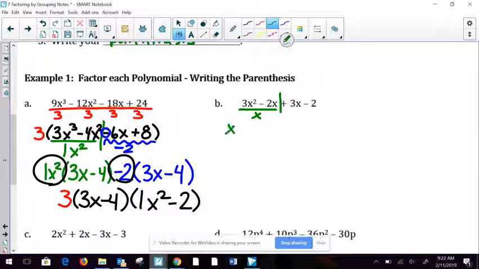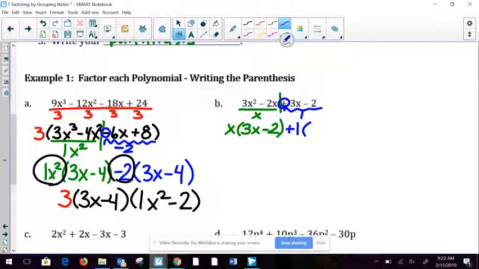So that's what I'm going to divide out and write in front of my parenthesis. 3x squared divided by x is just 3x. Negative 2x divided by x is just negative 2. That x is written out front. Now I'm going to go to the second half of my equation, the part that I squiggle. If I look at that 3x minus 2, the only number I can divide by is a 1. And the sign in the middle tells me it's a positive 1. And then I write my parenthesis.